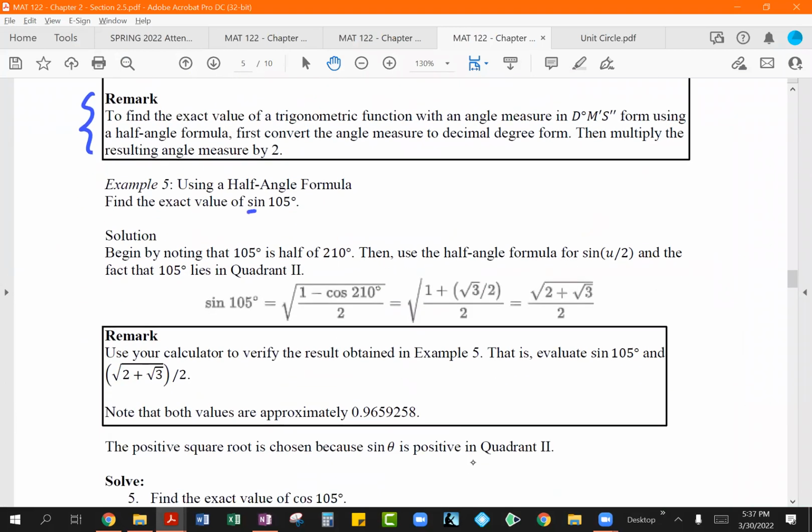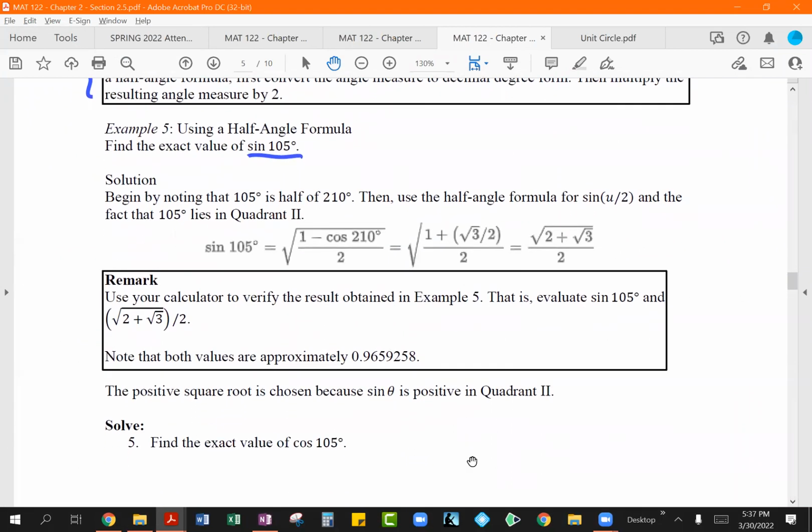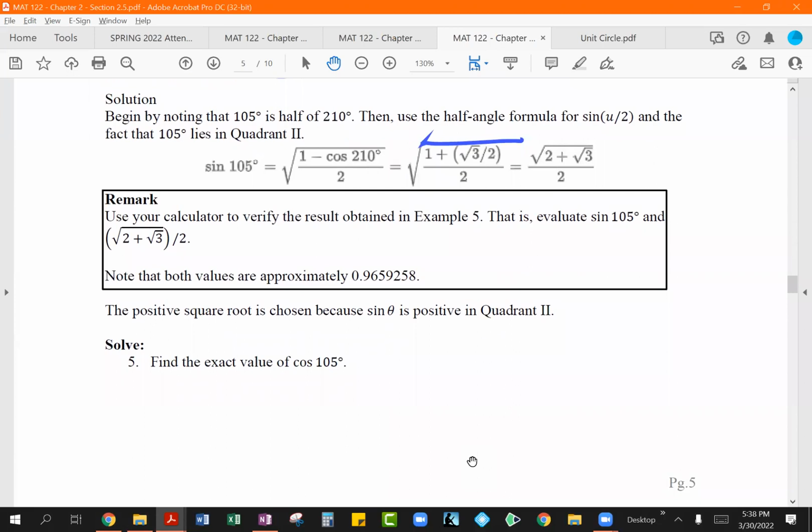So again, you can see they've got examples here. If you're working with degree measurements instead of radians, pretty much the process will stay the same. That should be a radical sign there. But you can come up with your exact answers.